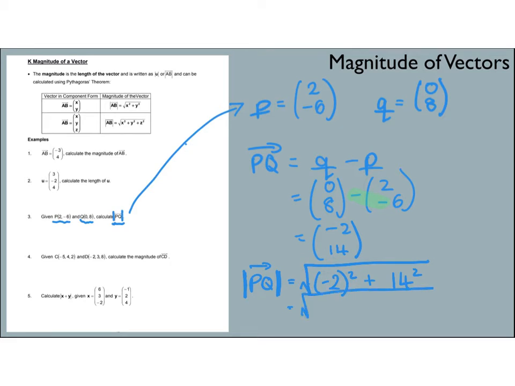Remember, when you square a negative number, you get a positive. 14 squared is 196, and you'll get the square root of 200. The largest square number that goes into 200 is 100, and the square root of 100 is 10. And then you've got your root 2. So that's quite a long one. It'll take you a wee while to work that one out. Again, pause the video if you need to get that down.